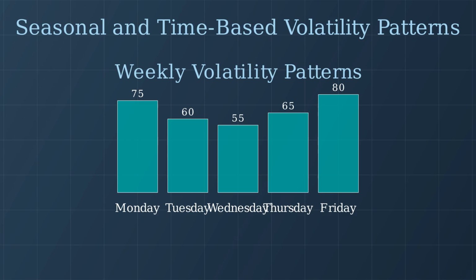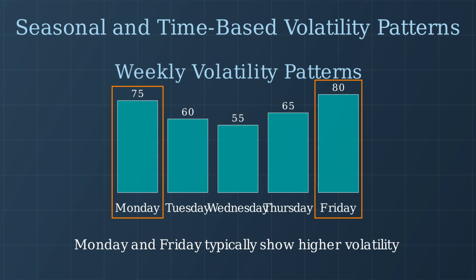Let's examine how volatility patterns change throughout the week. Weekly volatility patterns show that certain days of the week consistently experience higher volatility than others. Mondays often see increased volatility due to weekend news and events affecting market sentiment, while Fridays can experience volatility from position squaring ahead of the weekend.